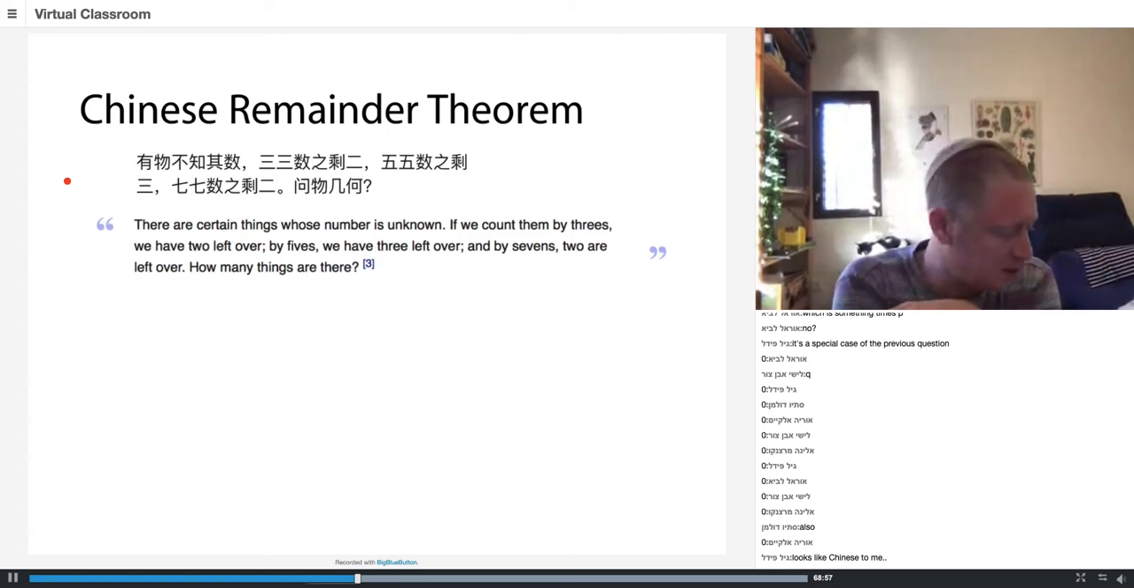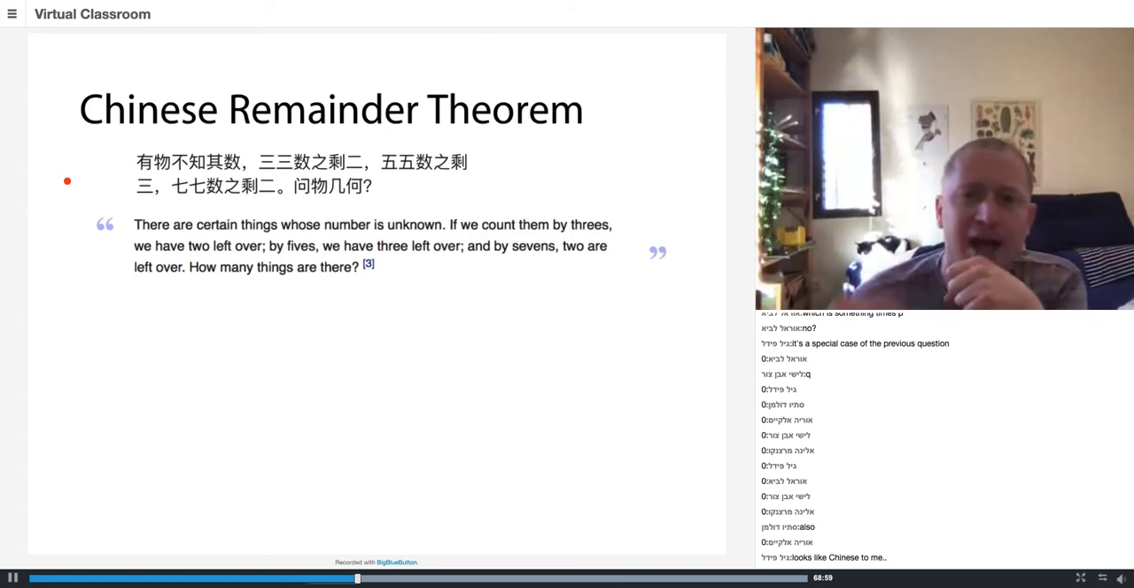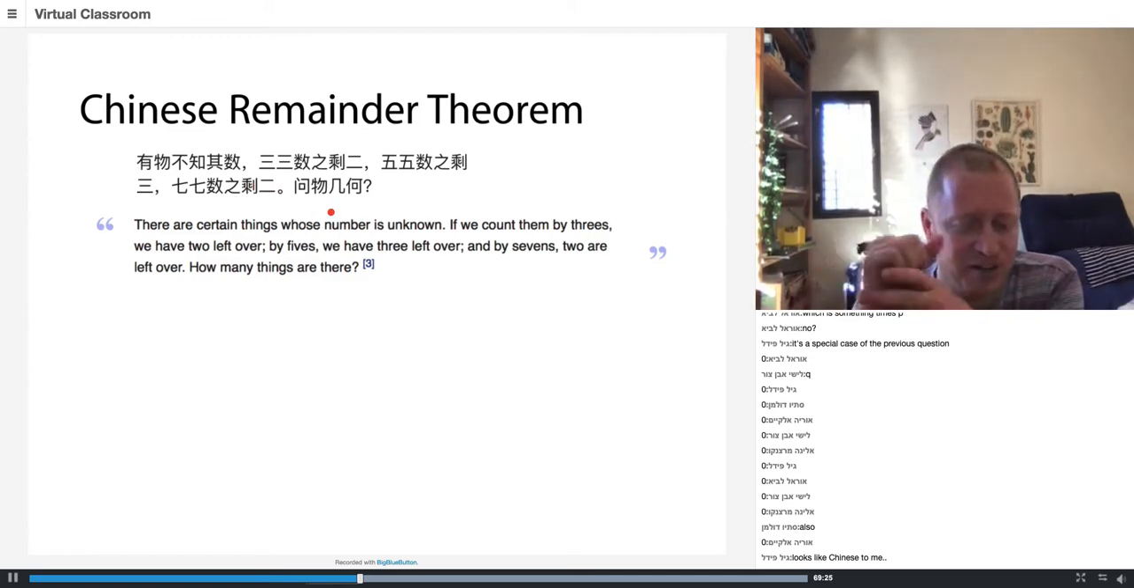And this is like a book of riddles, and here is one of the riddles. The riddle is, there are certain things whose number is unknown. If we count them by 3s, we have 2 left over. If we count them by 5s, we have 3 left over. And if we count them by 7s, we have 2 left over. How many things are there?